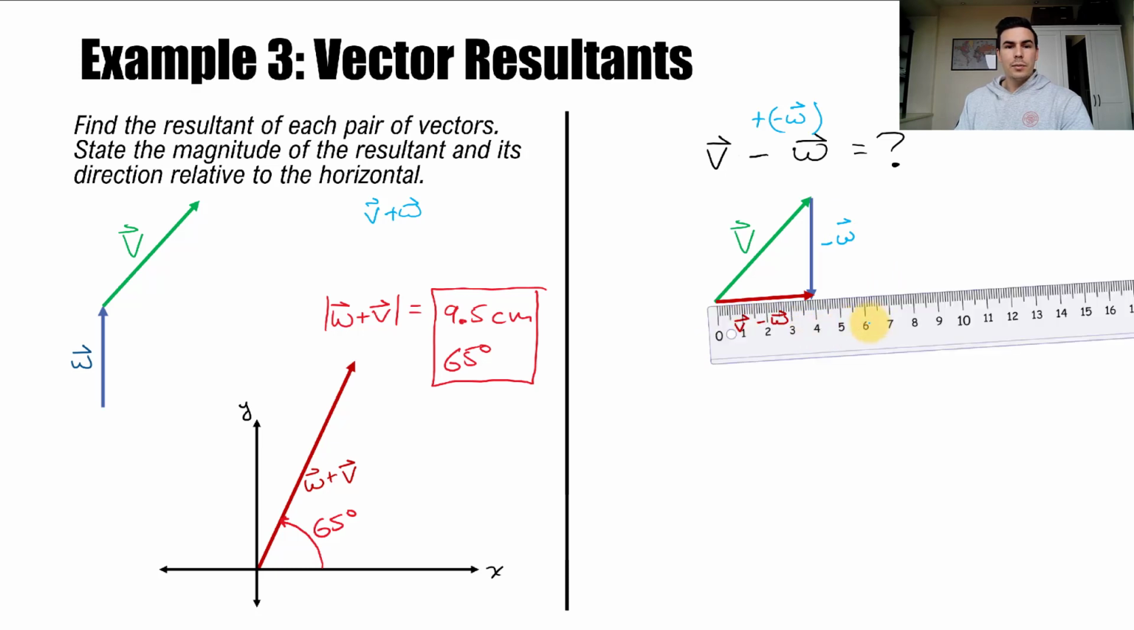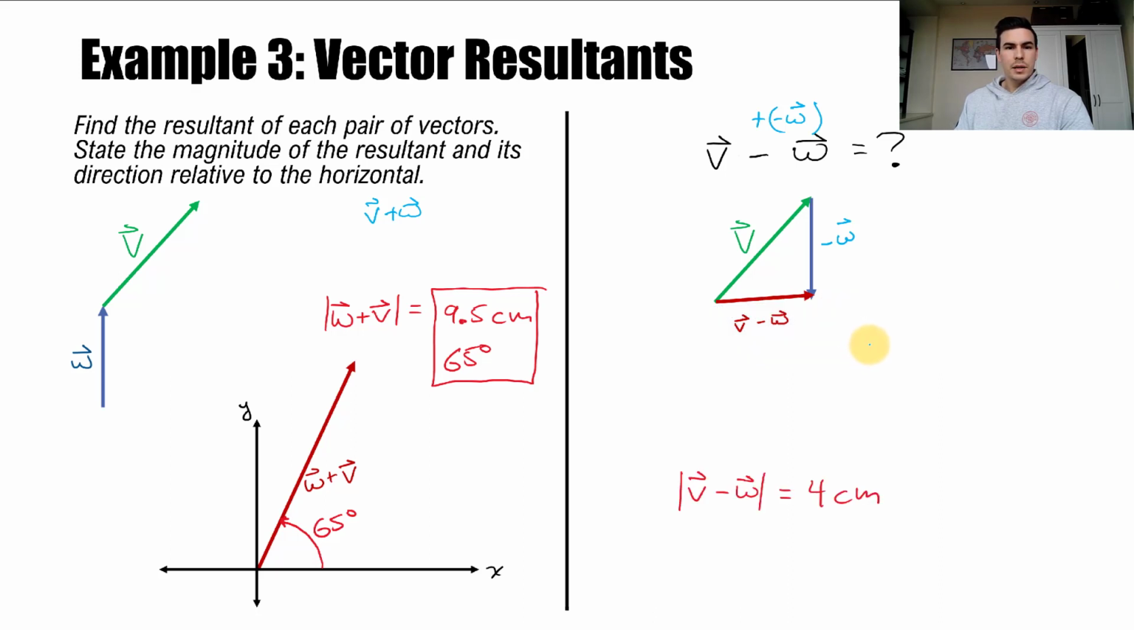Again, I can bring out my ruler and see how long my resultant vector is. Looks like it's about 4 centimeters. And if we wanted to see the direction as well, you would have to put this on your x and y axes. Let's say this had an angle, I don't know, we'll call that 5 degrees. So that would be your direction relative to the horizontal for that one.